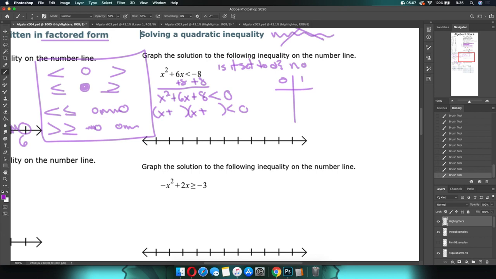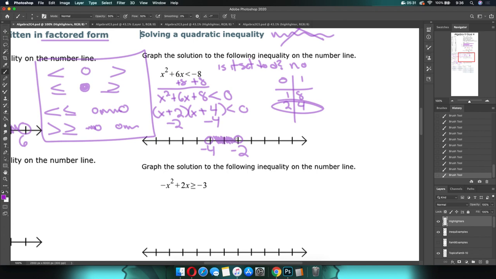less than 0. What are our factors of 8? We have 1 and 8 and 2 and 4. Which one adds up to 6? 2 plus 4 equals 6. So we have 2 and 4. So our numbers are going to be negative 2 and negative 4. So negative 4 and then negative 2. They're open because it's less than, and because it's less than, we're shading between.